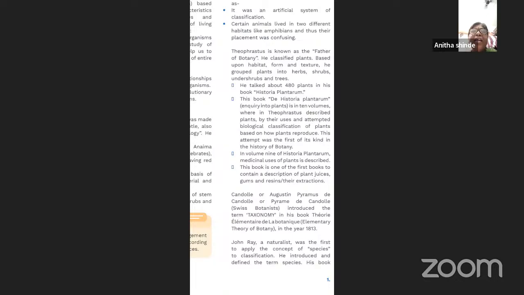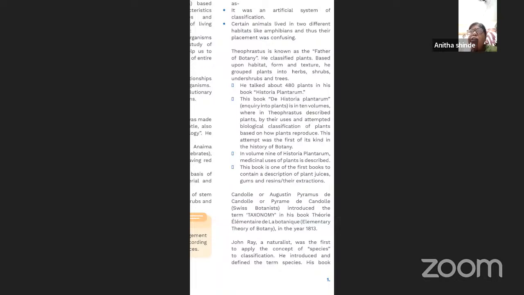Okay. So likewise, he concentrated only on the classification of the plants. So that is the reason why we consider him to be the father of botany. The first attempt of classification was made by Aristotle. He classified the animals first into two different categories, that is invertebrates and vertebrates, based on the absence or presence of the red blood cells.